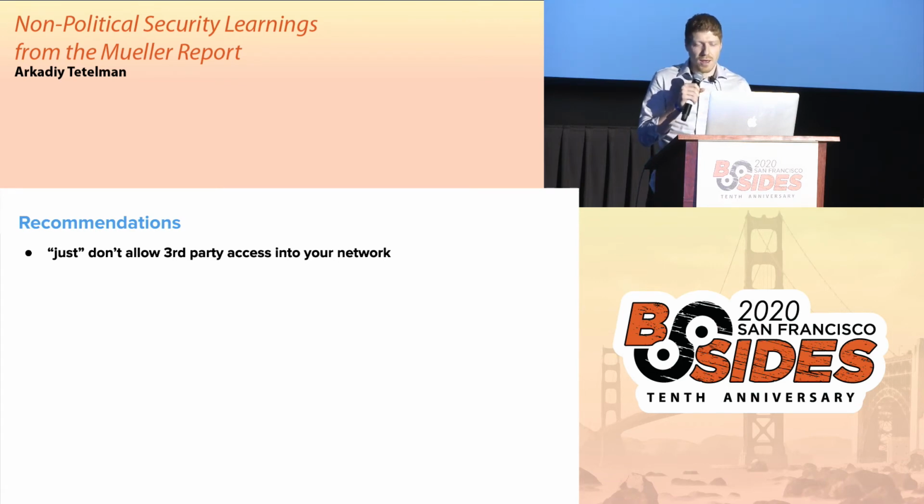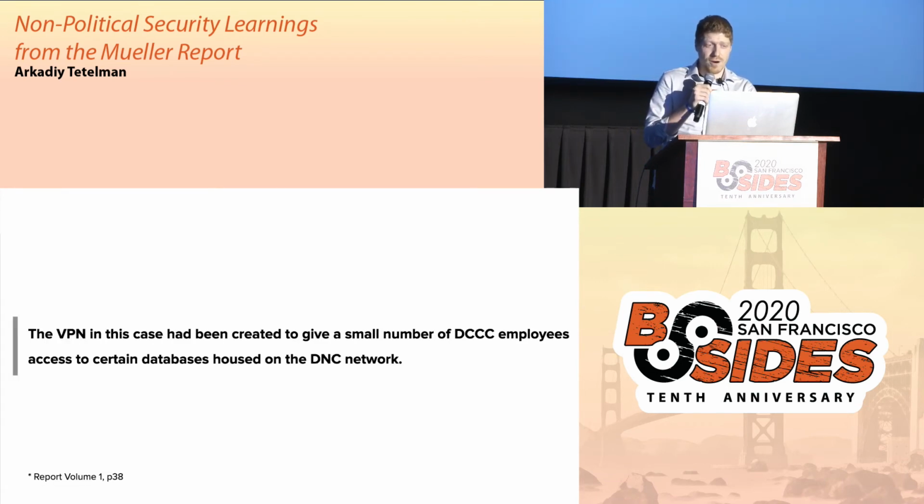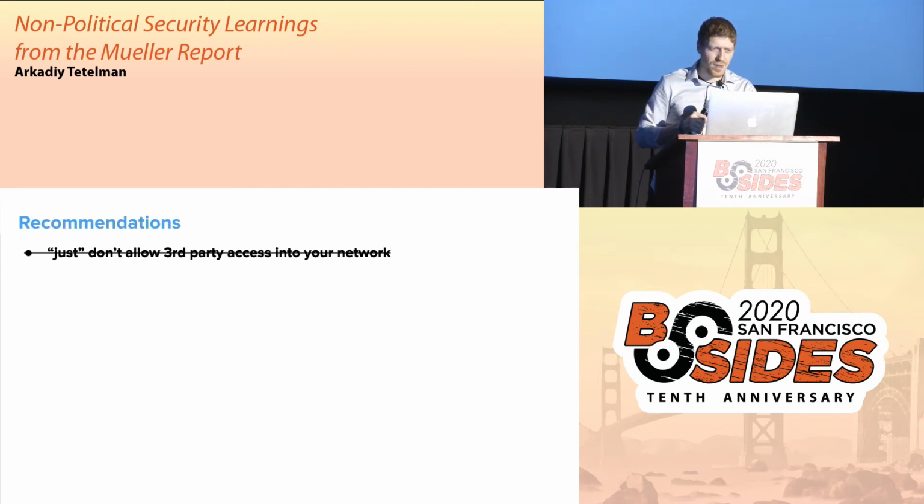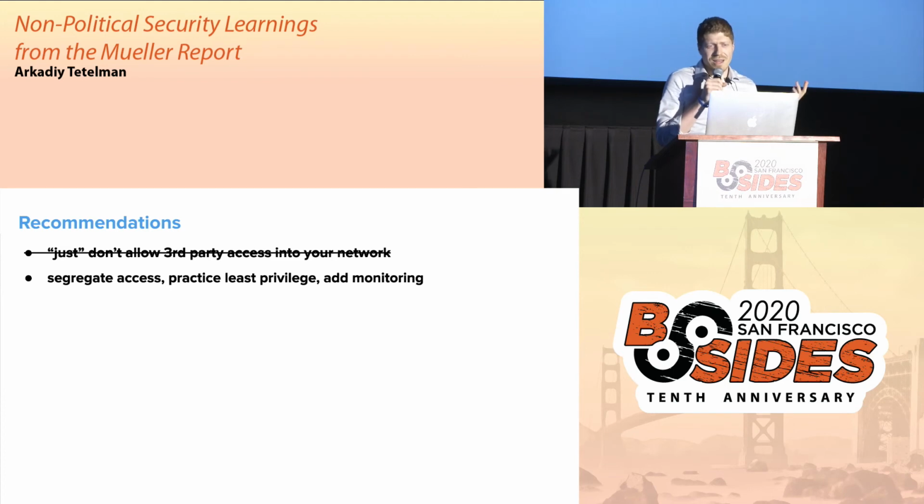And come on. So there was a footnote in the report here. The VPN in this case had been created to give a small number of DCCC employees access to certain databases housed on the DNC network, which is exactly the request that all of us receive. So segregate access, practice least privilege, add monitoring, all the usual things. I think they probably could have done more to reduce the blast radius here, so that given the VPN access, they shouldn't have been able to pivot as far as they did.